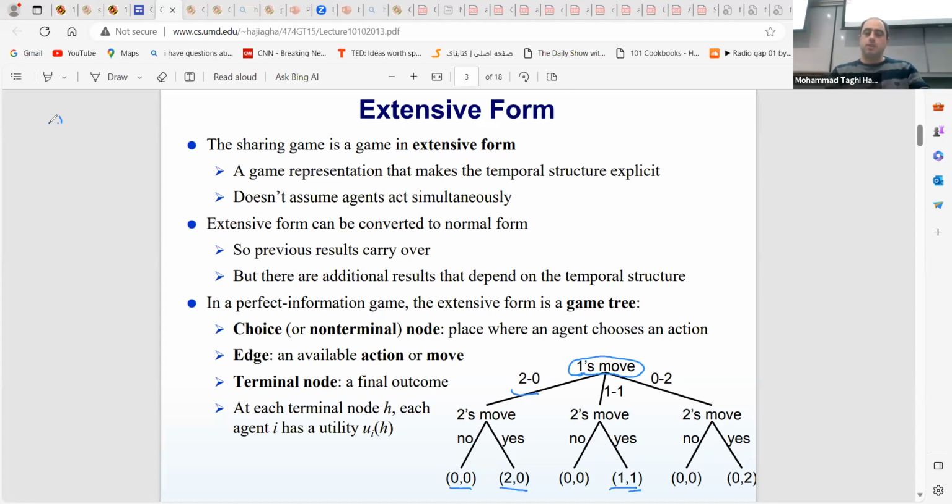So in perfect information games, and also imperfect information games, the extensive form game is a game tree. Here the nodes represent the agents who should make the move. Edges are the available actions or moves for that person. And at each terminal node, meaning any leaf, we say what the utility would be for each agent.